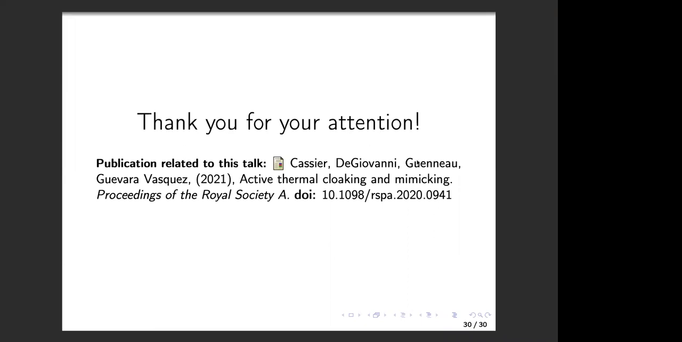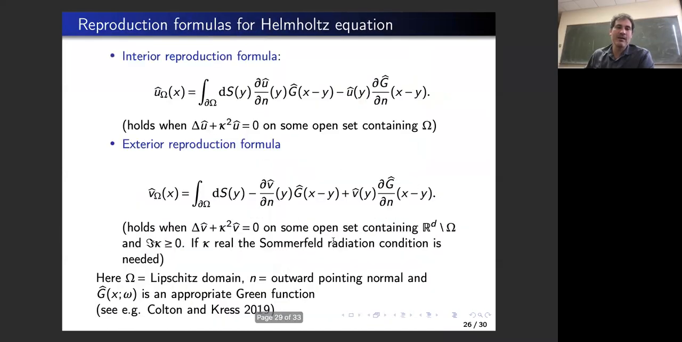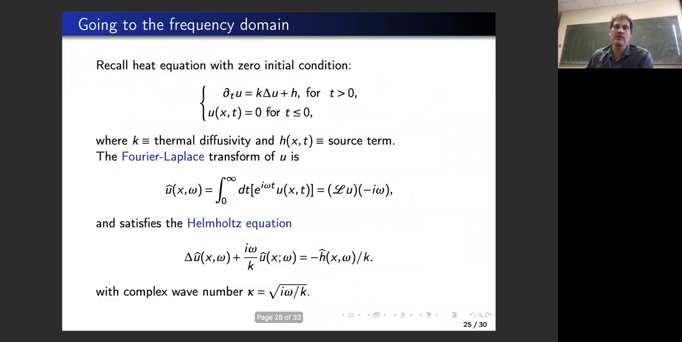What was the point of going into the Fourier space with the heat equation? The point is that we had already worked out the Helmholtz equation, and there is a relation between the heat equation and the Helmholtz equation. With the Helmholtz equation, we know how to, quote unquote, move sources from one point to the other using the graf's addition formula. It's just a trick that tells you that if you have a point source at this location, I can move it to another location by using a multipolar source, okay?